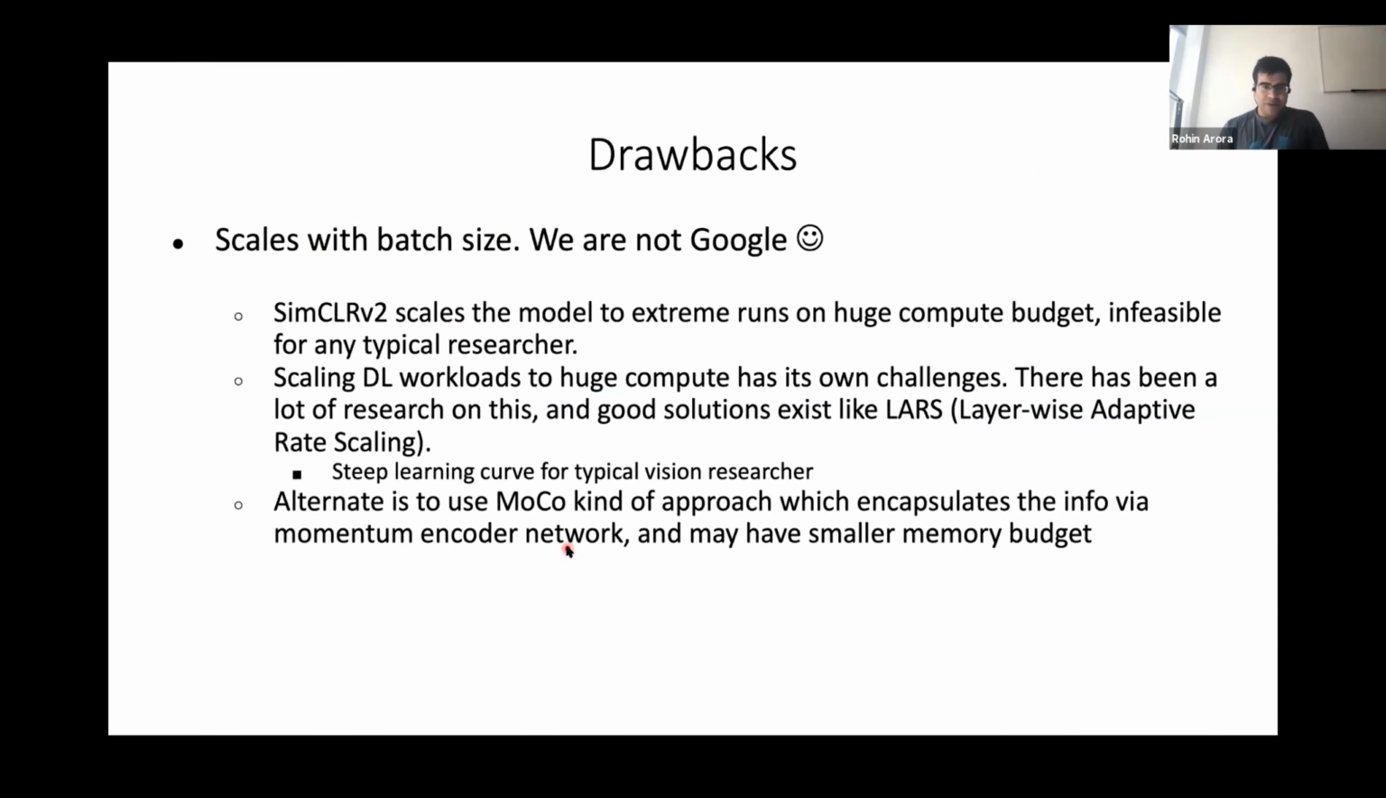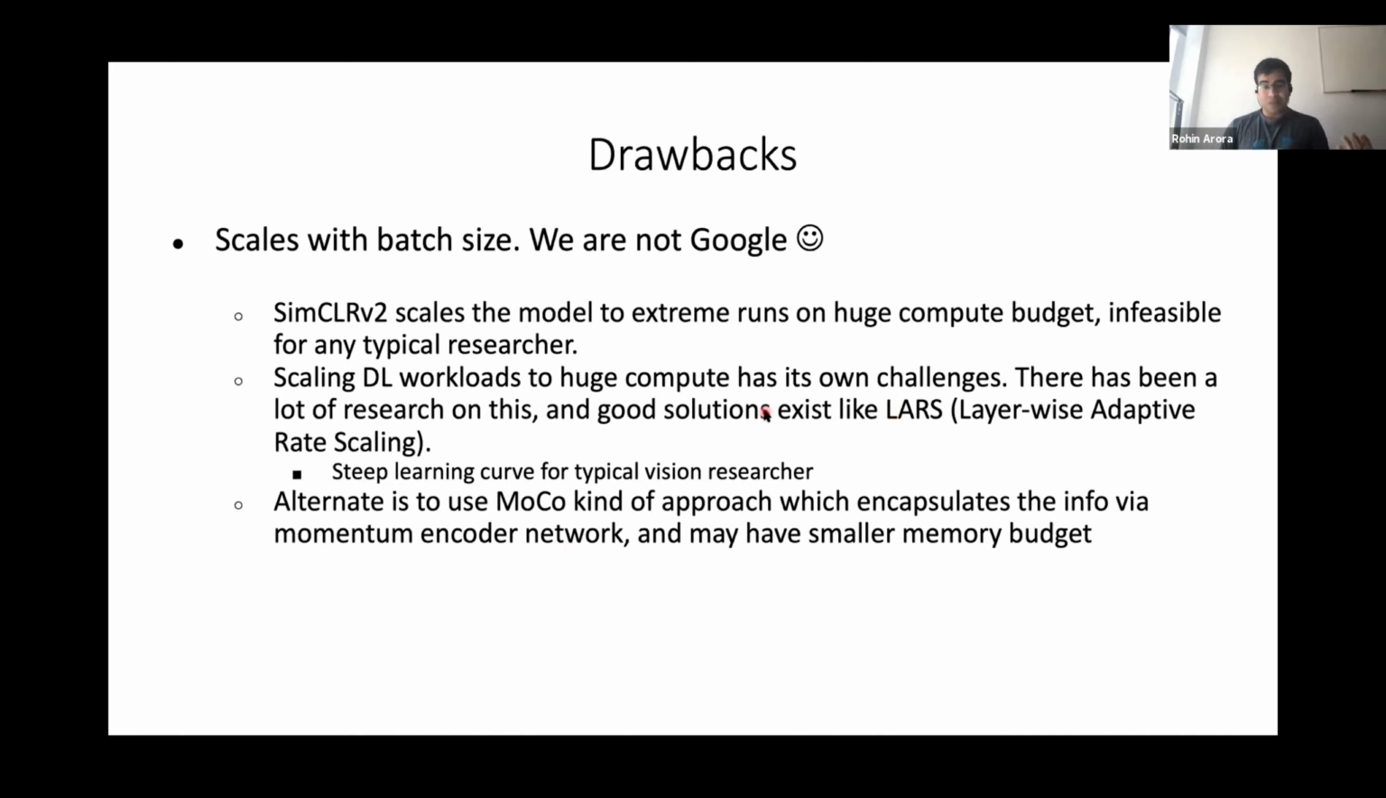A main drawback of this paper is that it scales with batch size, and no one has 128 TPUs. So it is really unfeasible to have that kind of computation budget. Further, as you do multi-GPU training, it becomes really sophisticated to train them well and efficiently, because you need to have knowledge of, as I said, the LARS optimizer, and a lot more about multi-GPU training, and it can be a steep learning curve for a typical vision researcher.